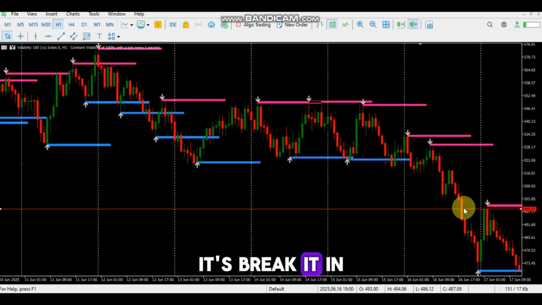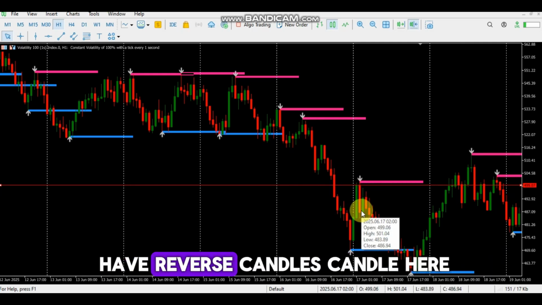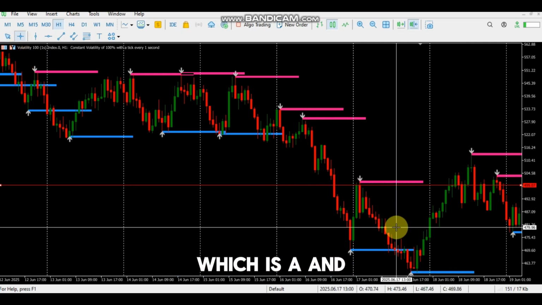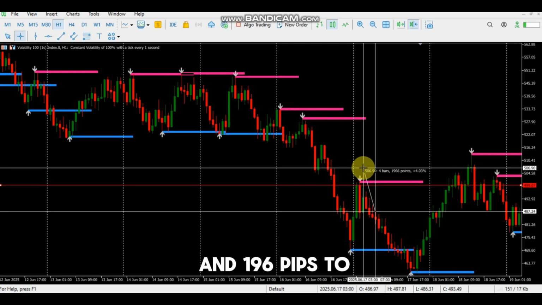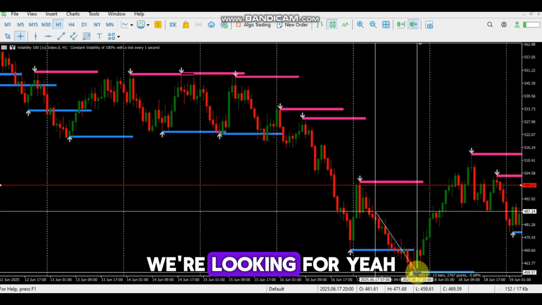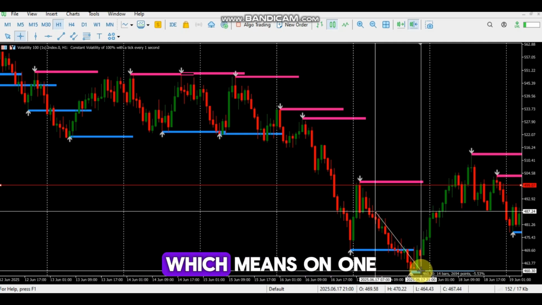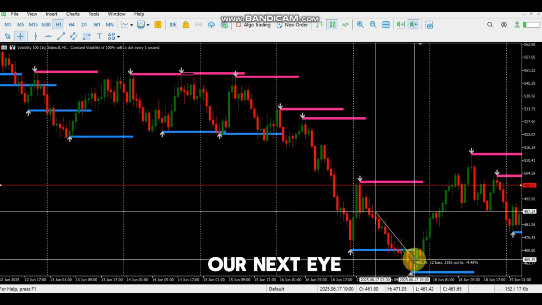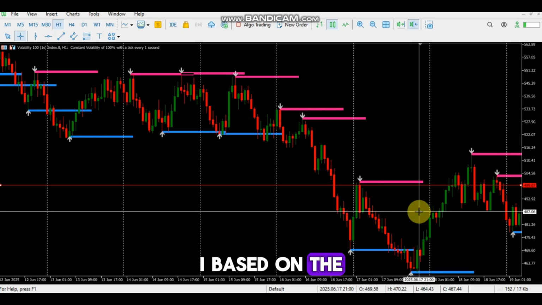Can you see it break? And fortunately, where it broke, we have an FVG. After we have an FVG, can you see we have a reverse candle here, and we're going to place our trade here. Which is 196 pips, let's say 200 pips rather, 200 pips to 1:2, 400 pips take profit we're looking for. Yeah, so we don't make it, we actually make 1:1, which means on 1:1 we target our next higher high based on the instructions I gave.